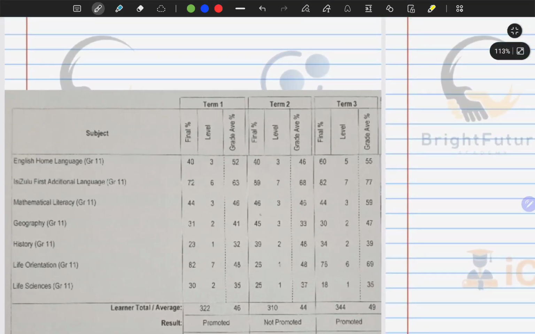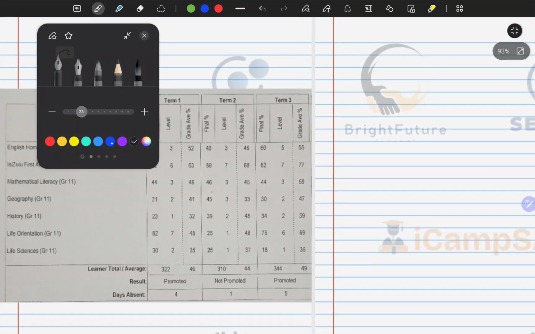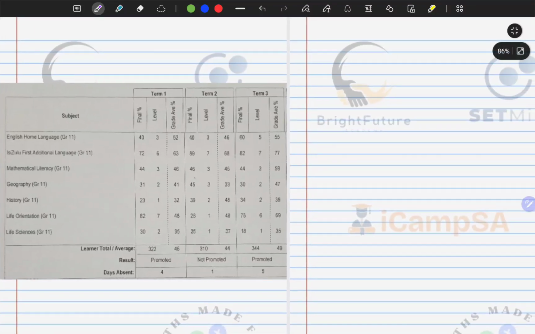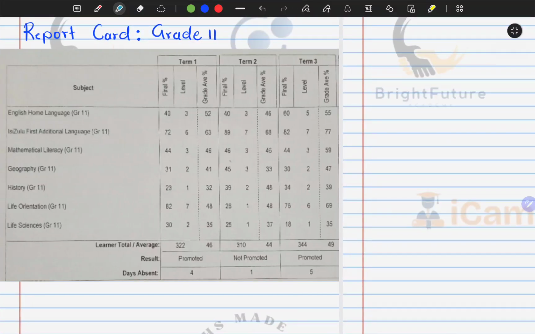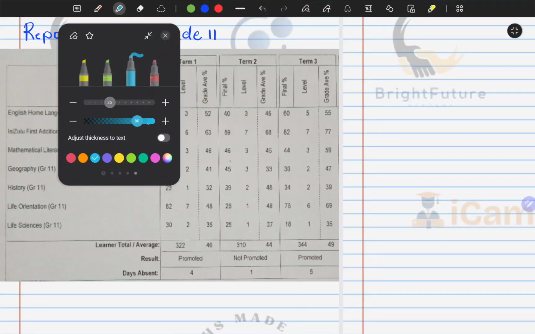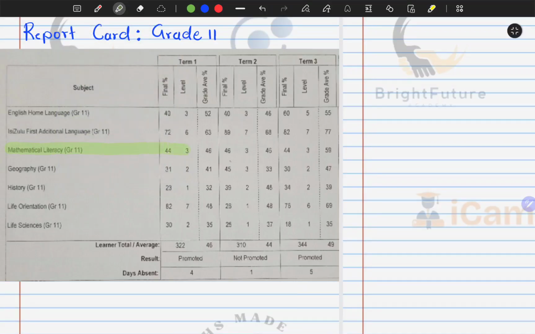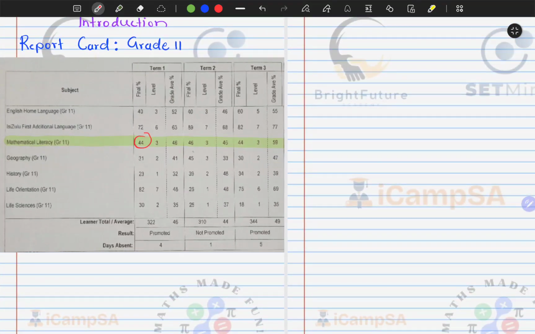So in order for us to get started, let's have a look at what is happening here. What I have here is a report card, and if you observe carefully, you will see that this report card is for grade 11. There's a question that I want to ask you. Let's focus on maths as an example, which is here. Let's make it bigger, and focus on mathematics, which is maths lit here. You will see that the learner got 44%, so the learner mark equals 44%.